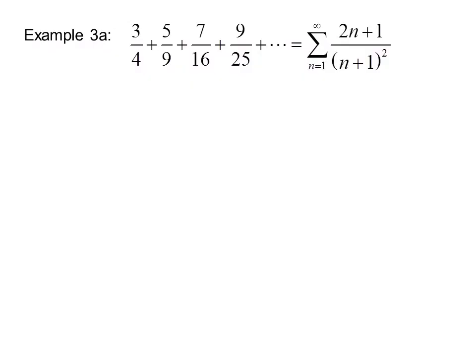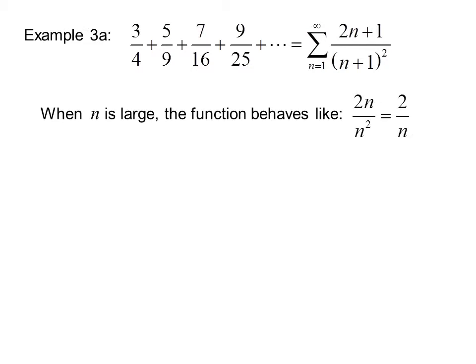Example: 3/4 plus 5/9 plus 7/16 plus 9/25 plus and so on, equals the summation as n goes from 1 to infinity of 2n plus 1 over (n plus 1) squared. When n is large, the function behaves like 2n over n squared, or 2 over n. 2 over n is greater than 1 over n.